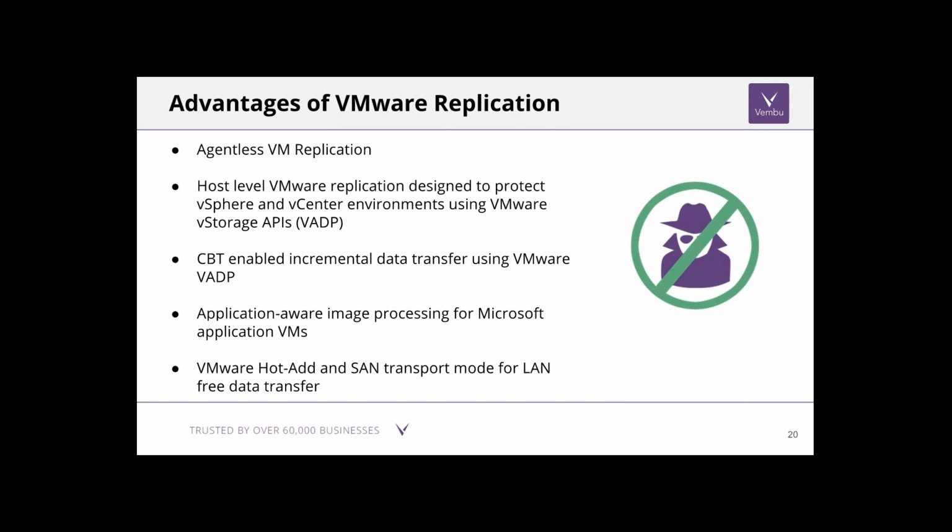And obviously, Vembu VM backup is using changed block tracking, so we can do true incrementals to achieve the RTO and RPOs in a better manner. And also, like I said previously, Vembu VM backup always does application aware processing to achieve consistency of the Microsoft applications in a particular VM. And like we have seen in the previous slides, the VMware hot add and SAN and also the LAN free transport modes will be useful to achieve higher performance in the replication process.